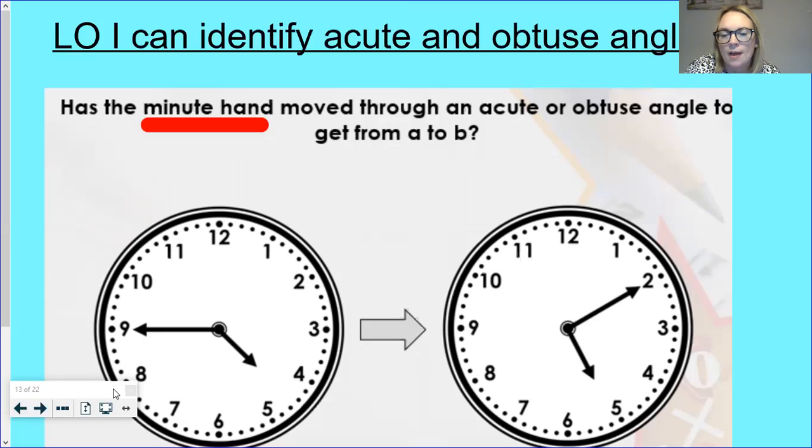So we want you to think about, if that minute hand has moved from the 9 to the 2, what angle has it made? Have a little think about that. Hopefully you have realised that it would be an obtuse angle. If the minute hand that's pointing to 9 had just moved to the 12, it would have made a 90-degree right angle. But it kept moving to the 2, and therefore that turn is over 90 degrees and it is an obtuse angle.